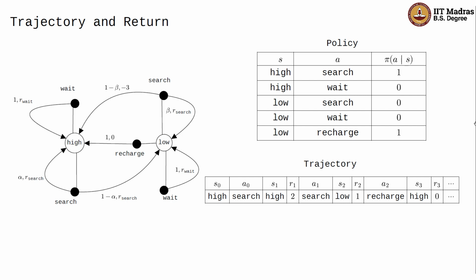So what will be the return corresponding to this trajectory? G0 is going to be 2. That's the first reward, R1. So G_t is R_{t+1} plus so on, right? So G0 is R1 plus gamma times R2 plus gamma squared times R3, and so on and so forth. The discount factor gamma could be set to, say, 0.9, and you could compute this return.